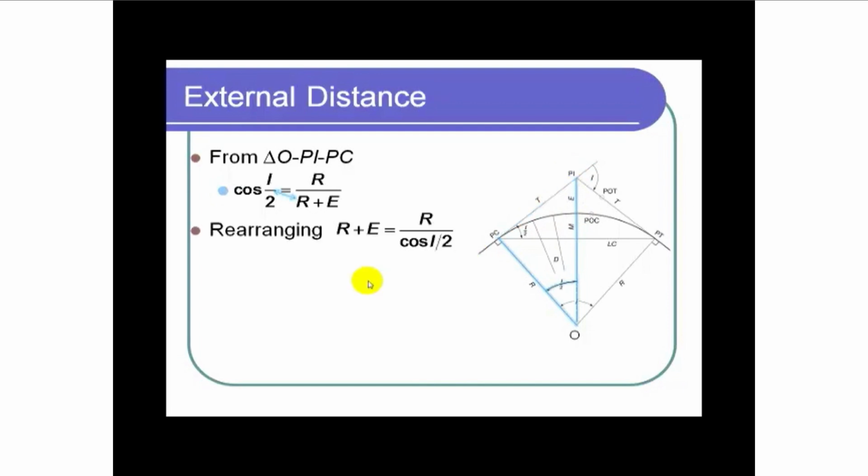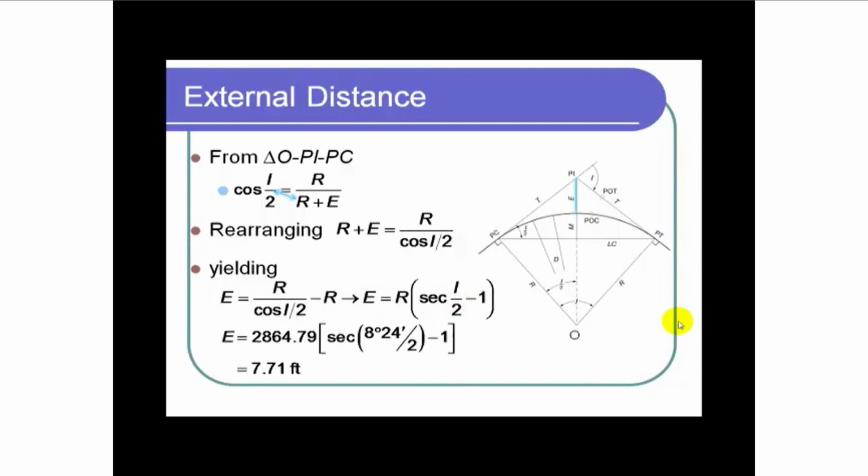So now we just have to rearrange, basically multiply across and divide across. We've got R plus E equals R divided by the cosine of I over 2. When we rearrange, we get the external is equal to R divided by the cosine of I over 2 minus R. I can factor out an R, and 1 over the cosine of I over 2 is equal to the secant of I over 2. And so therefore I can write that the external is equal to R times the quantity secant of I over 2 minus 1.